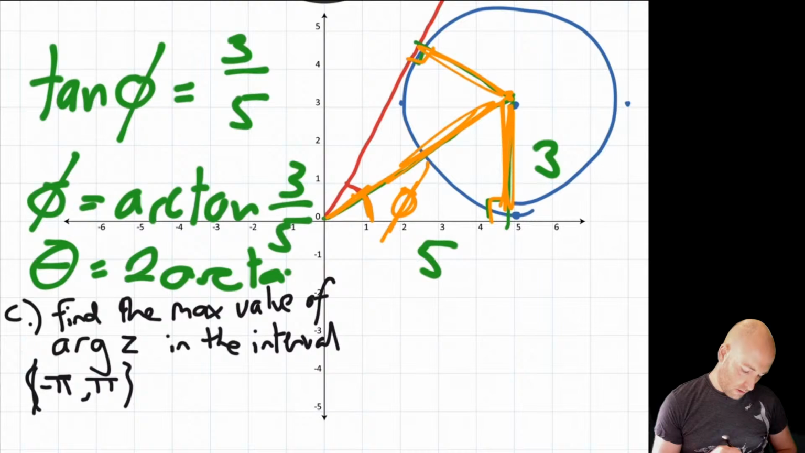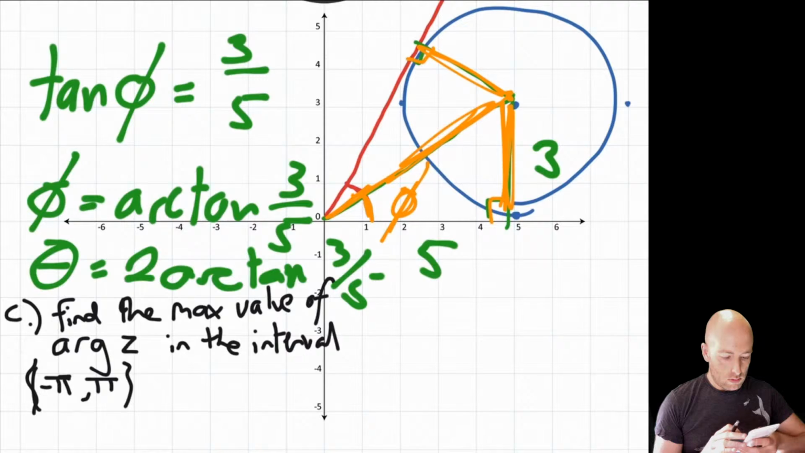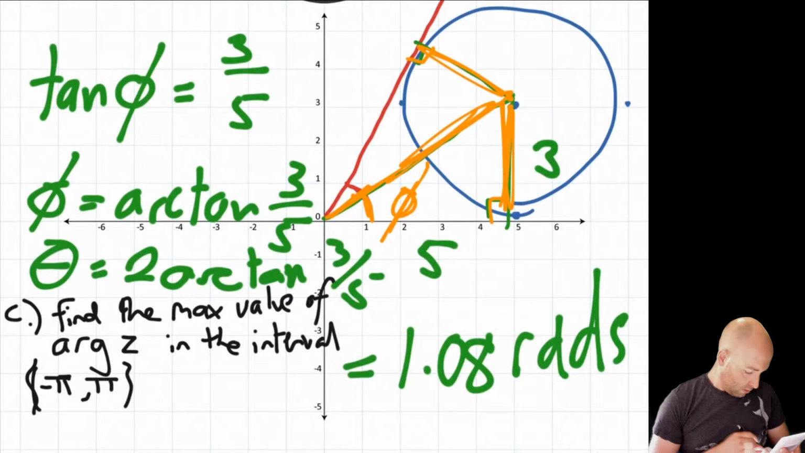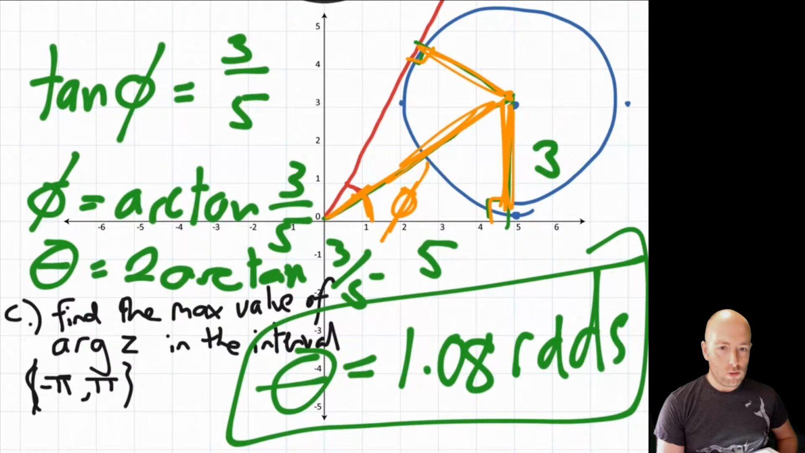3 over 5. Calculate that. 2 arctan 3 over 5. I get 1.08, which is the answer. Cool. All right, anybody got any questions?